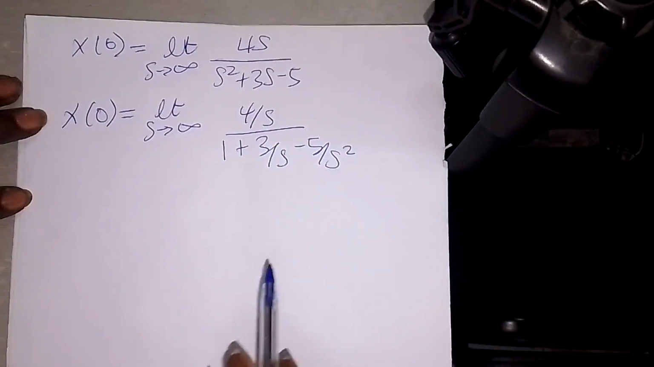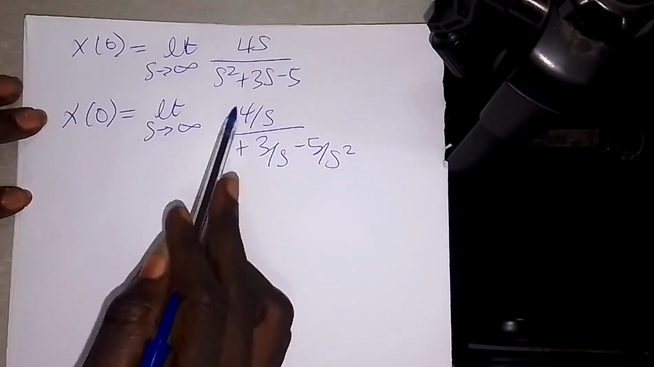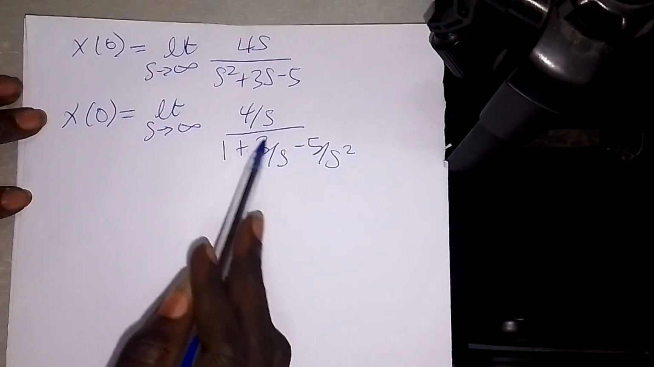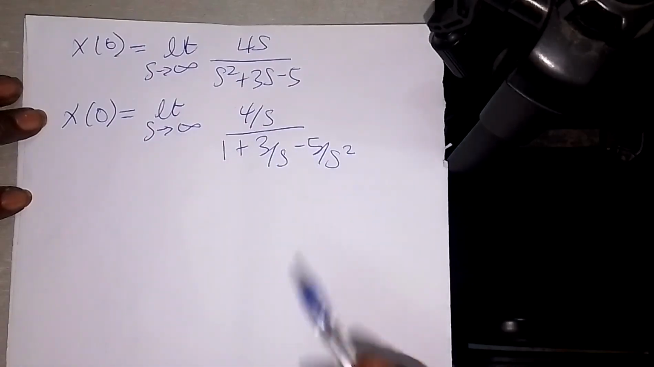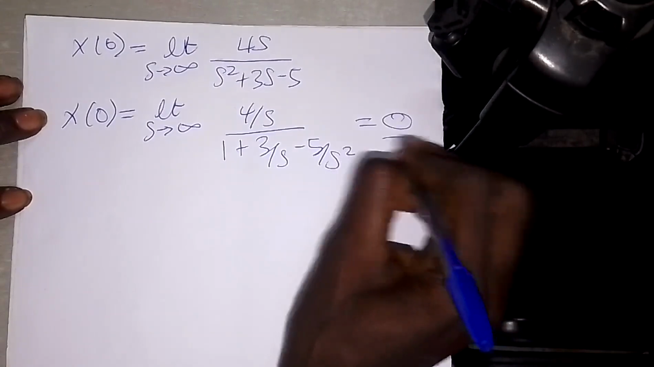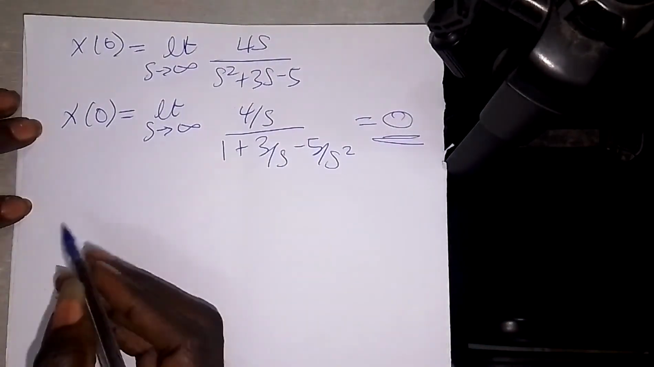Now put infinity into this one. If you put infinity here, this whole place becomes 0. Here becomes 0, here becomes 0. You actually get 0 if you put infinity inside.